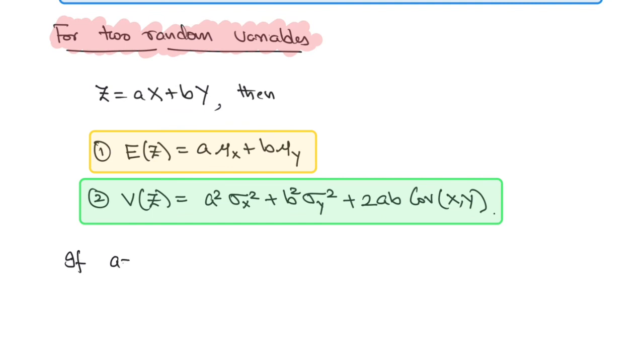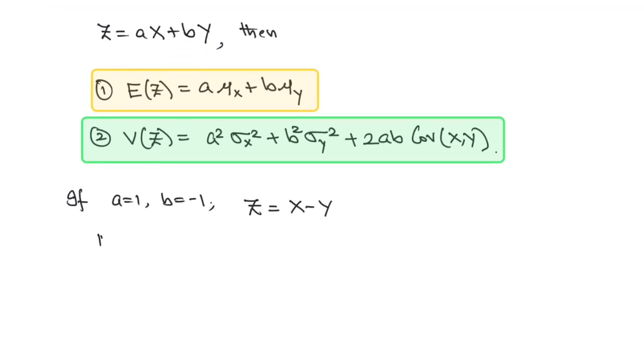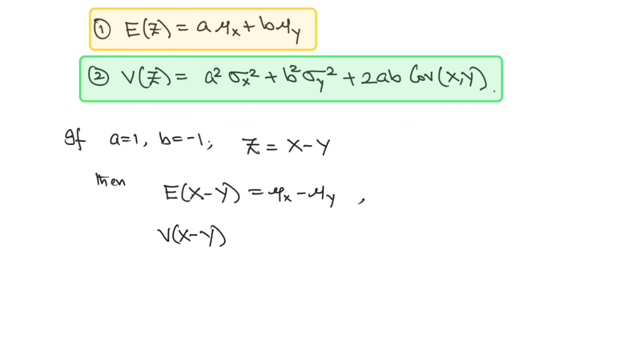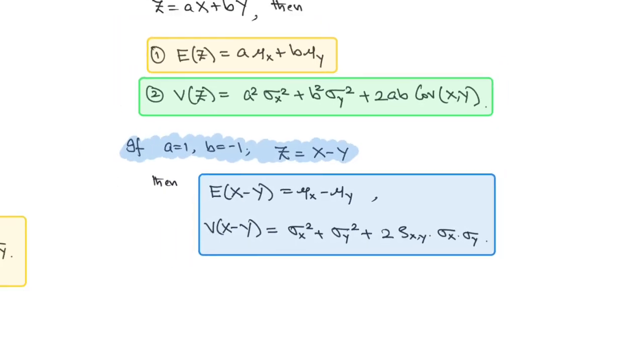In particular, when a equals 1 and b equals minus 1, we are looking at z equals x minus y. We will have the expected value of x minus y to be equal to mu x minus mu y, and the variance of x minus y is going to be sigma x squared plus sigma y squared minus 2 times the correlation of x comma y times sigma x times sigma y.